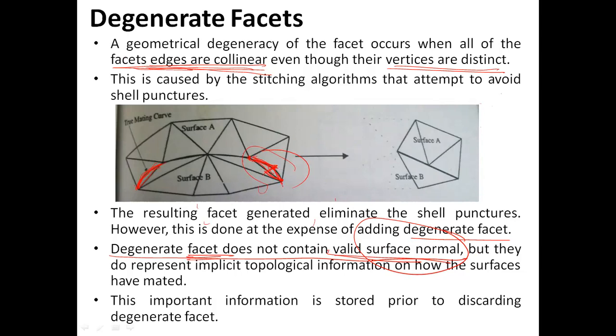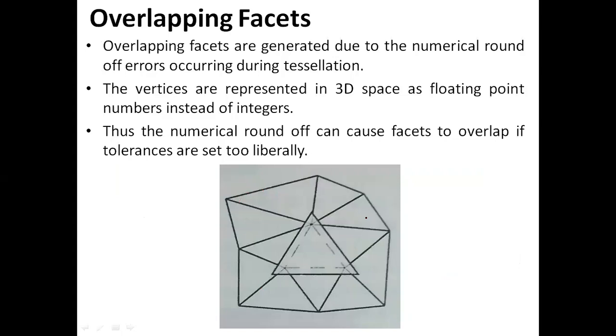So degenerate facets, if they are generated, will not have a valid surface normal. Now, what are overlapping facets? As I explained, the overlapping facets are generally developed because of the numerical round-off errors which occur during the tessellation process.